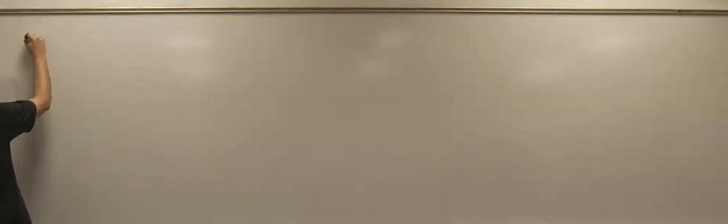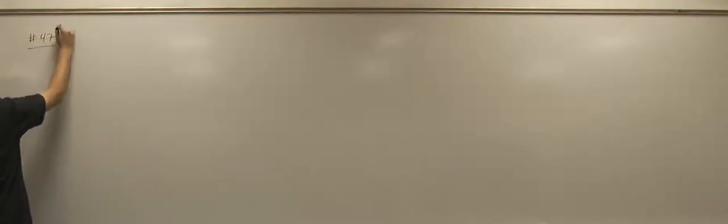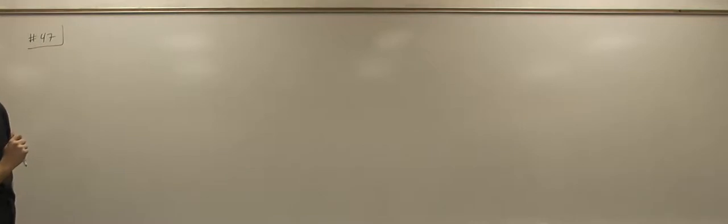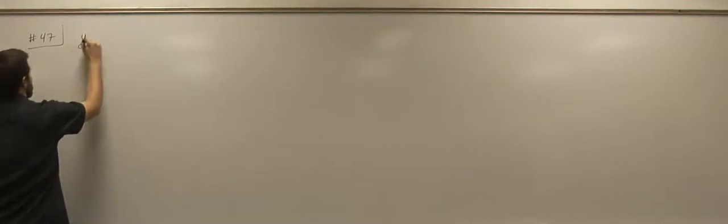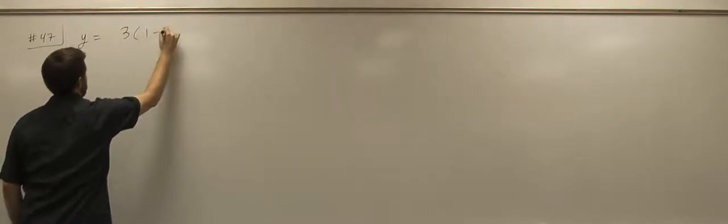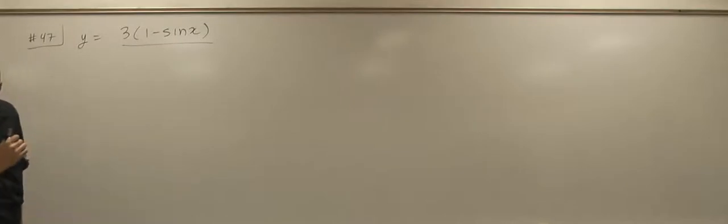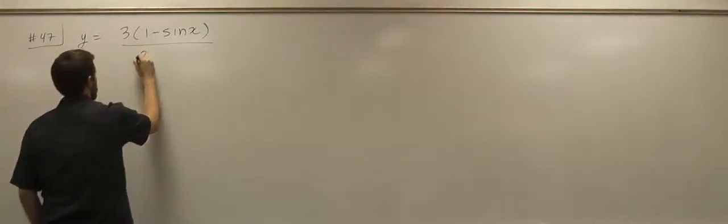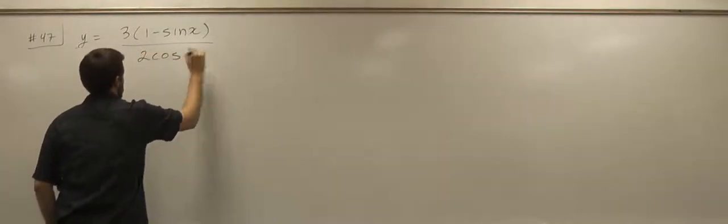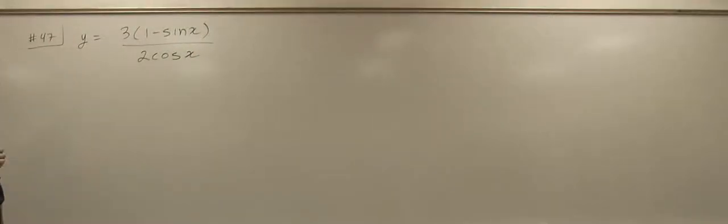Number 47 gives you y equals 3 times (1 minus sine x) divided by 2 cos x. And it asks, find the derivative of the trigonometric function.